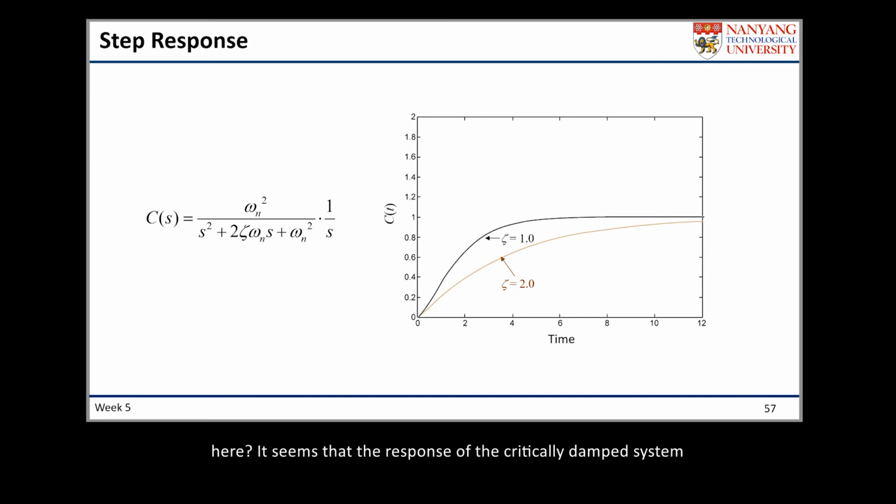What do we see here? It seems that the response of the critically damped system is somehow faster than the response of the overdamped system, right? What do I mean by faster? Of course, the critically damped system reached the steady state condition earlier than the overdamped one. So this is an illustration of a step response of an overdamped case and of a critically damped case.